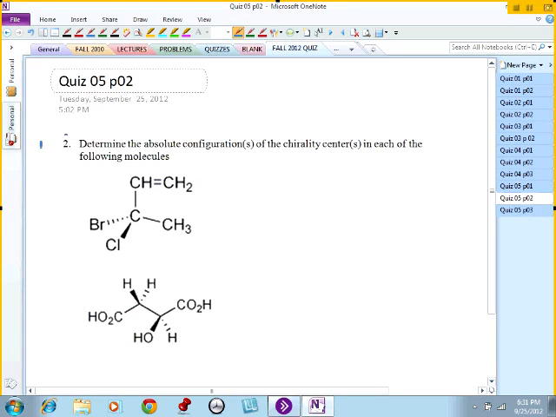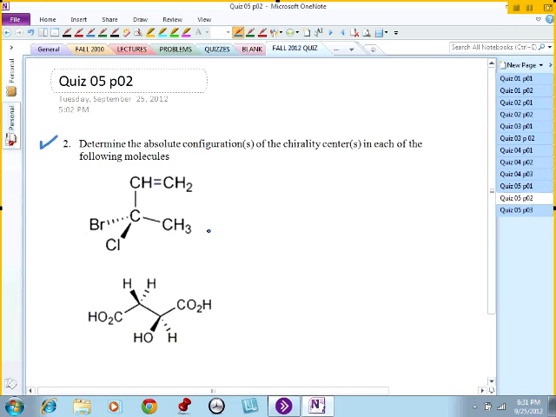Ryan, read this out, number 2 first. Determine the absolute configuration of the chirality center in each of the following molecules. Okay, determine the absolute. Thank you. Determine the absolute configurations of the chirality centers in each of the following molecules.